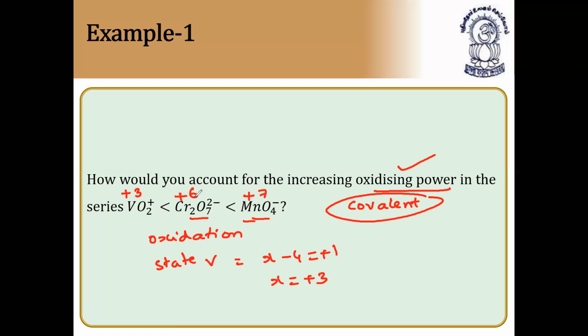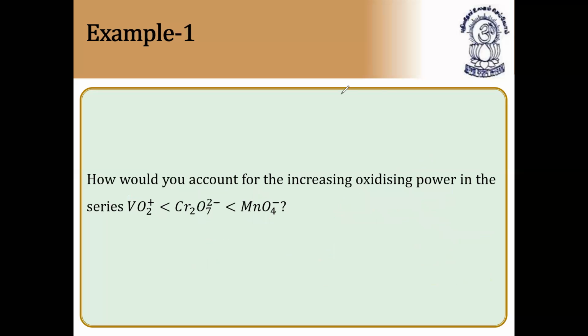The oxidation state of chromium is +6 in this and +7 in this. I have shown the calculation for vanadium; you know how to calculate chromium and manganese. For chromium in Cr2O7 2-, 2x - 14 = -2, so 2x = 12 and x = +6. Similarly for manganese, x - 8 = -1, so x = +7. Next, continuation.